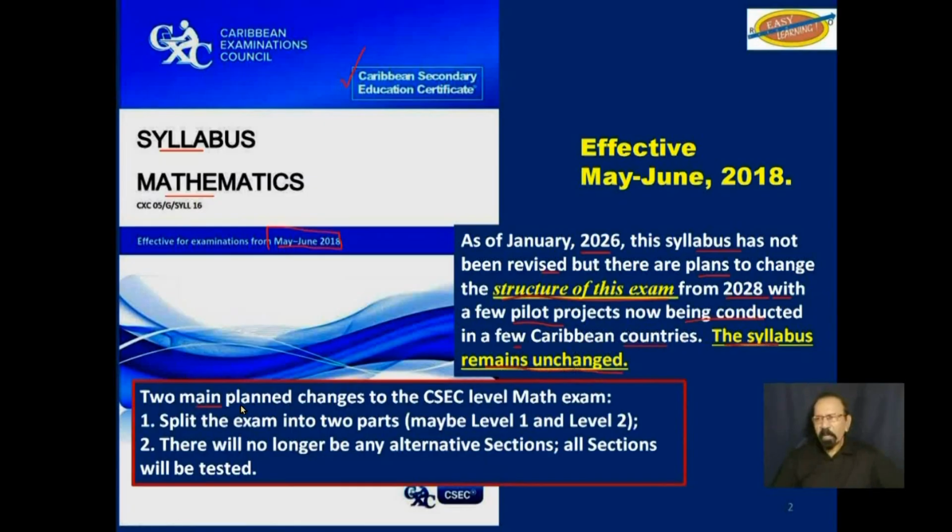The two main planned changes are: one, to split the exam into two parts, and two, there will no longer be any alternative sections. All sections will be tested.